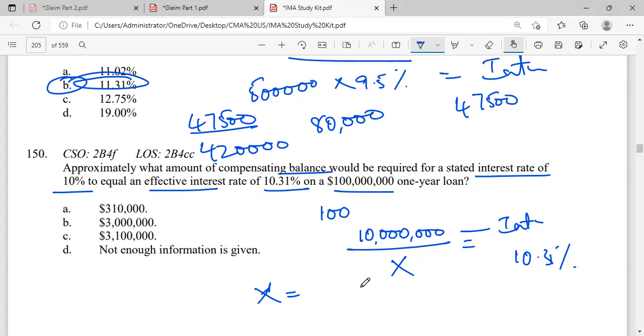Now 10 million into 10.31. Come on, guys.